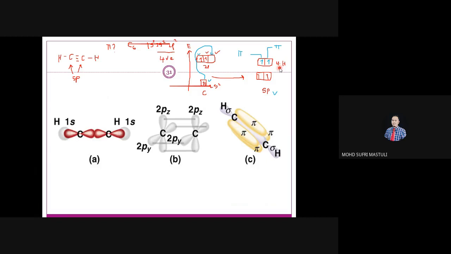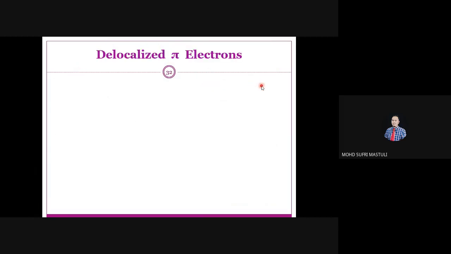Remember again and again, the pi component, py with py or pz with pz, is unhybridized. The hybridized part is to form the sigma bonding, the sigma in the single bond, or the sigma in the double bond, or the sigma in the triple bonding. All right. So I think it's enough for this third video.